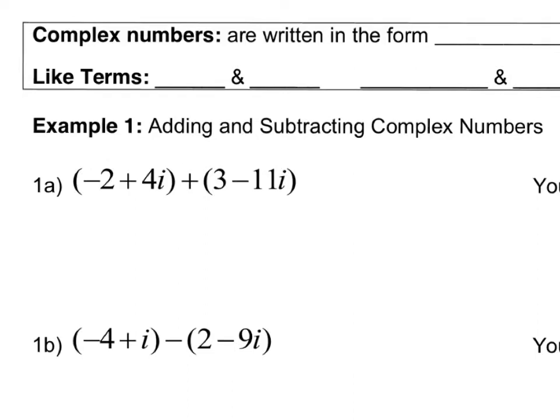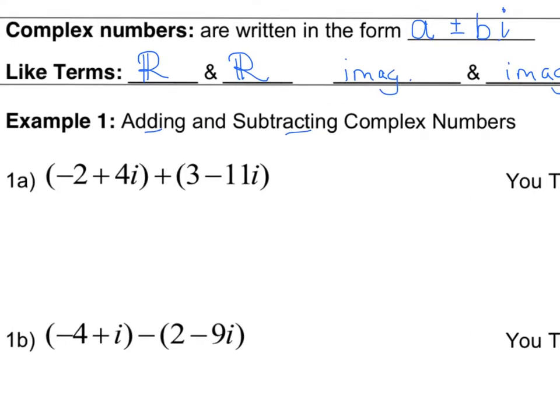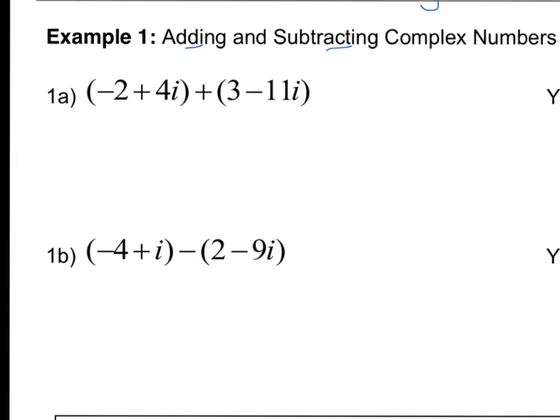Remember, complex numbers are written in the form a plus or minus bi, where a is the real part and b is the imaginary part. So when we go to add and subtract complex numbers, we're going to add the real parts, because those are like terms, and then we'll be able to add the imaginary parts, or subtract if it asks you to subtract. So imaginary and imaginary. So that's what we're going to do on 1A.